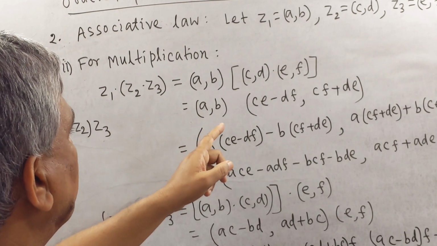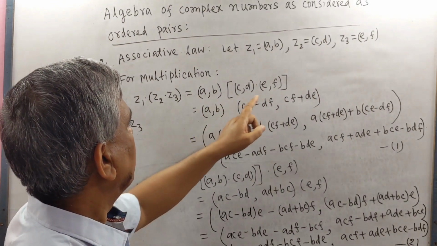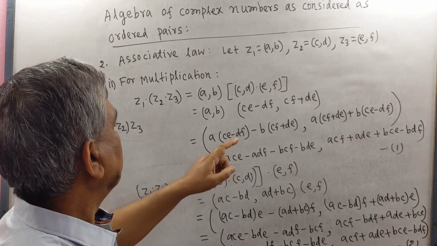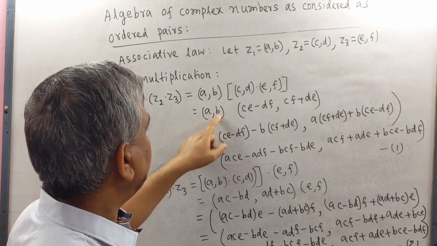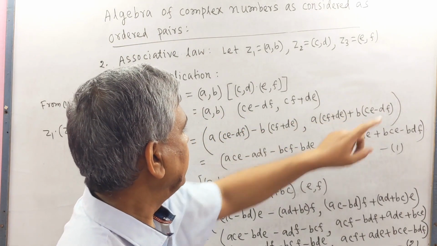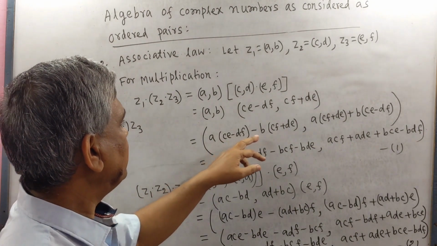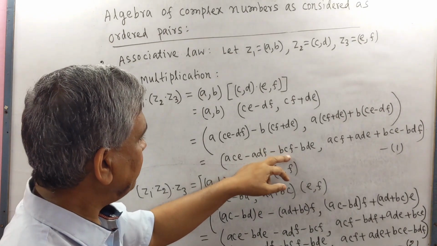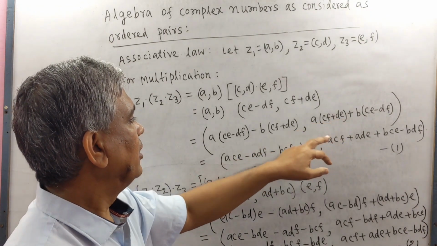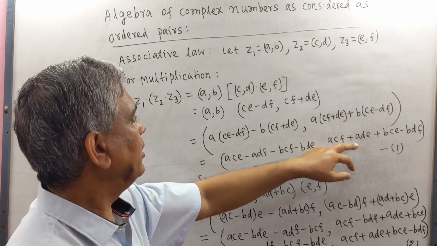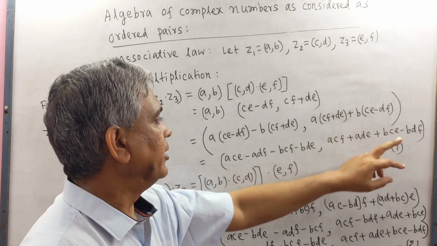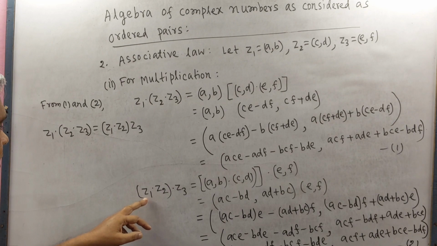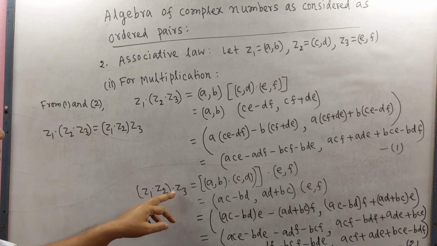Next, a(cf plus de). Next, b(ce minus df), and we multiply this. We will get ace minus adf minus bcf minus bde. We multiply this, acf plus ade plus bce minus bdf. This is number 1.